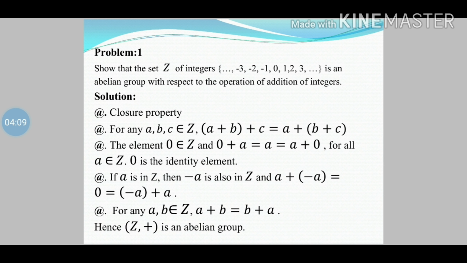And finally, we want to show that Z under addition is an abelian group. To prove the commutativity or the abelian property, if we take any two integers a and b, then a plus b is equal to b plus a. Hence, (Z, plus) is an abelian group.